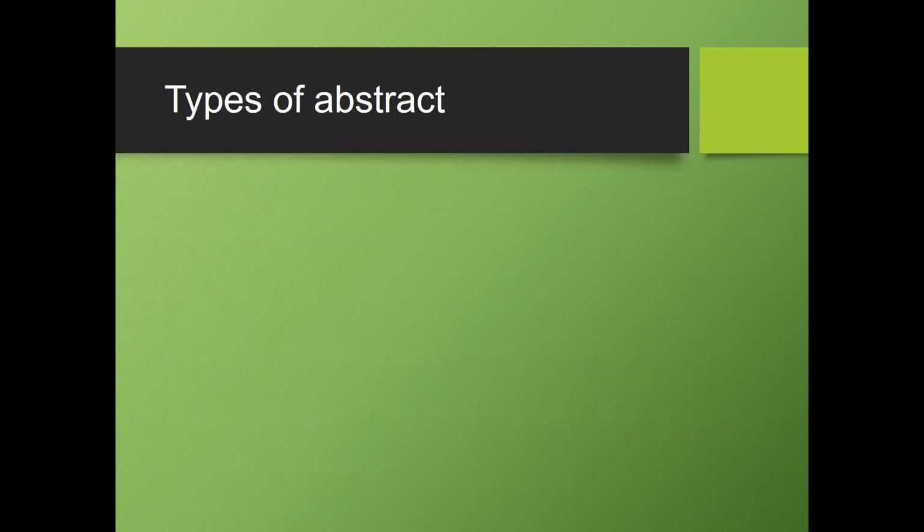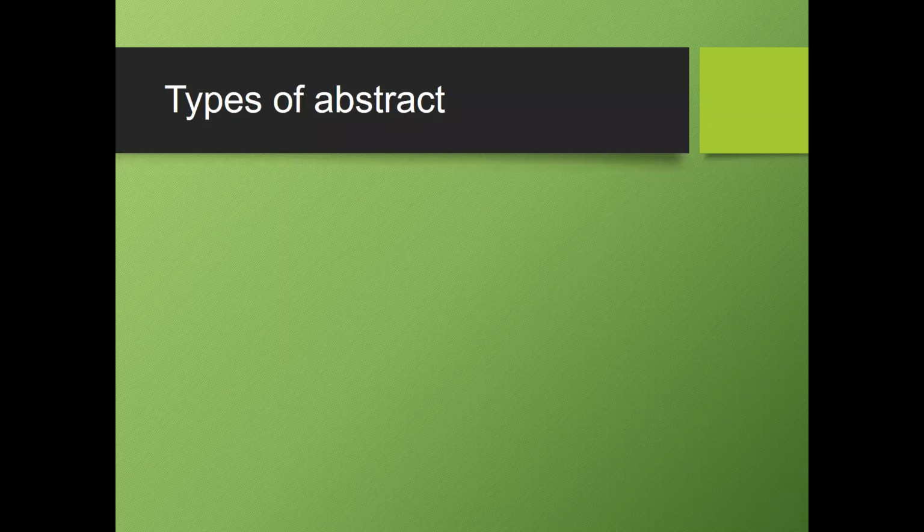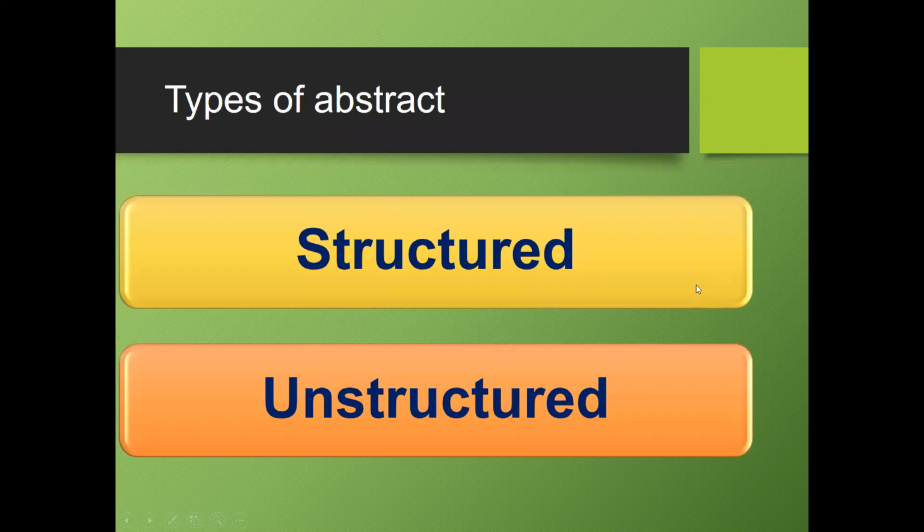Now, abstracts are of how many types? So how many types of abstracts are there? Please tell me in the chat box. Abstracts are of two types: structured and unstructured.